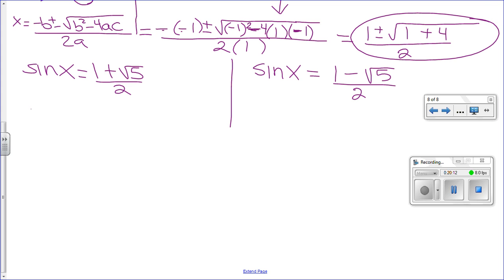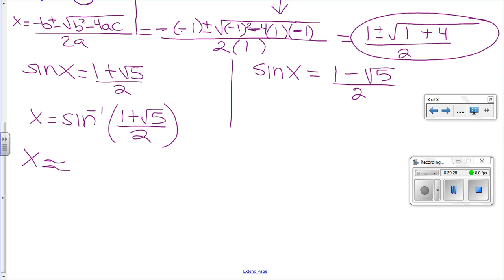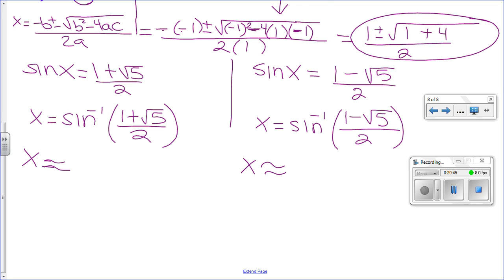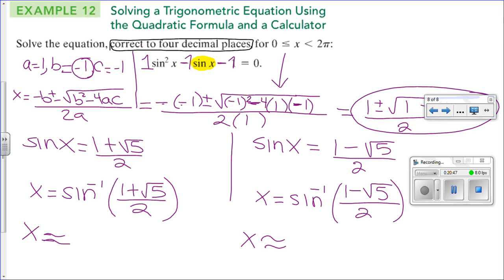So for x, we will have to take the sine inverse of this whole expression. And you can enter it like this on the calculator. And of course, you're going to get an approximation. So same thing here. Make sure you use parentheses to enter the whole irrational expression on the calculator. And we look at the instructions, we could see we need 4 decimal places.